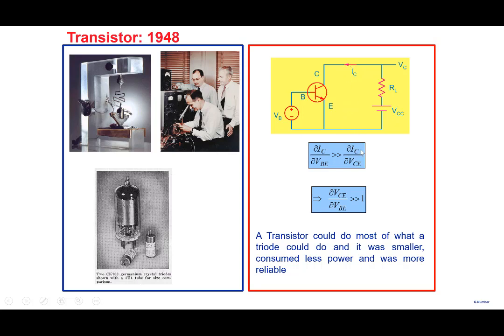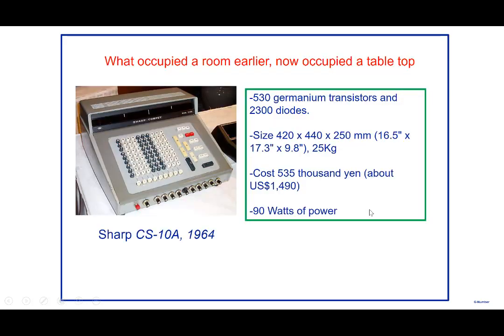That's the output conductance. So the collector current being far more sensitive to base voltage means that transconductance is much larger than output conductance, and therefore the transistor had a similar property, and the transistor was capable of providing gain also. So a transistor could do most of what a triode could do, but it was smaller, consumed less power, and was far more reliable. And so this is an example of an early calculator.